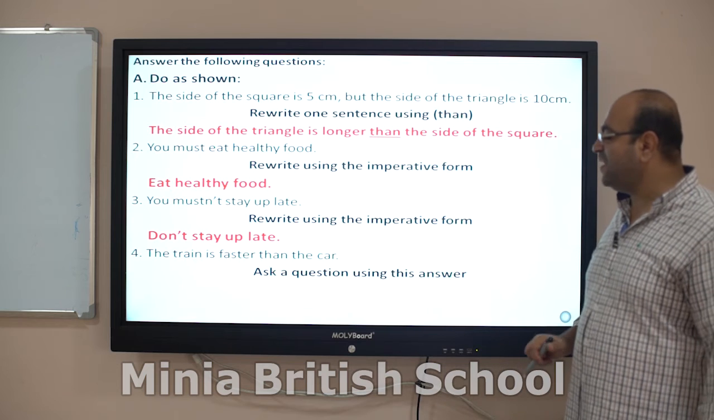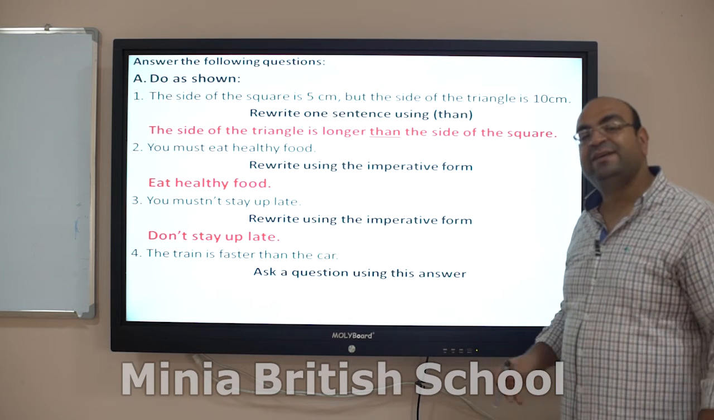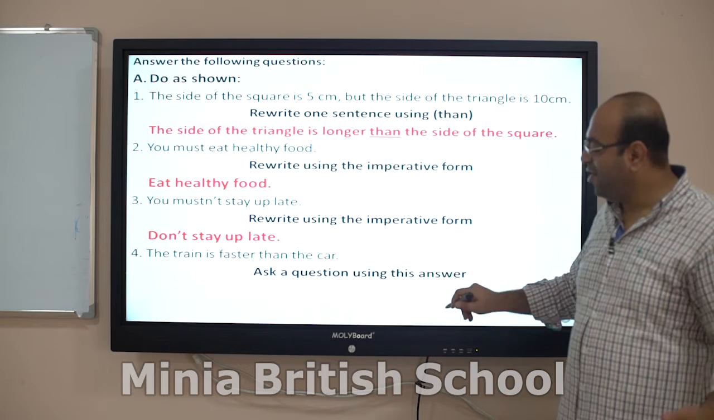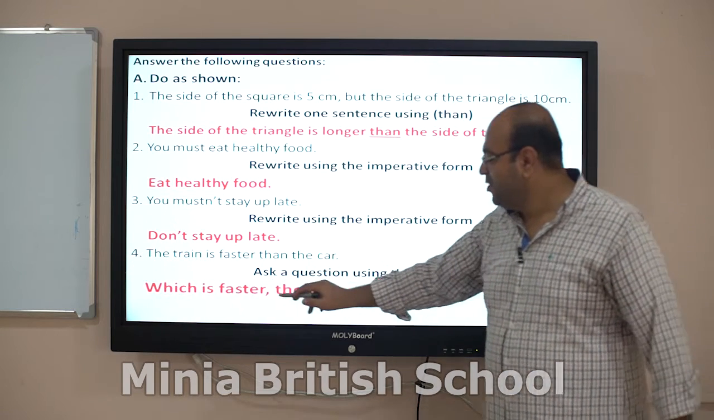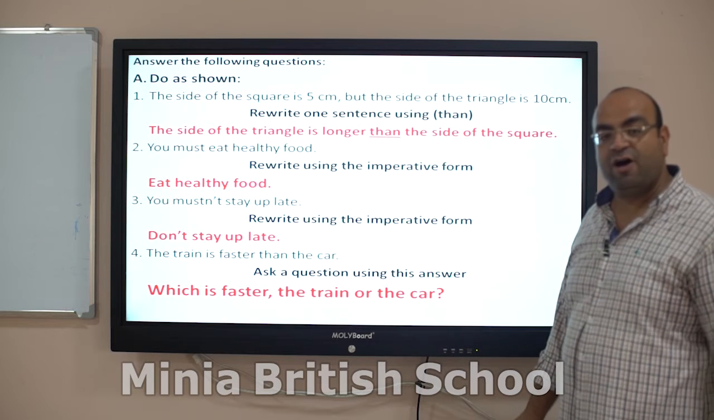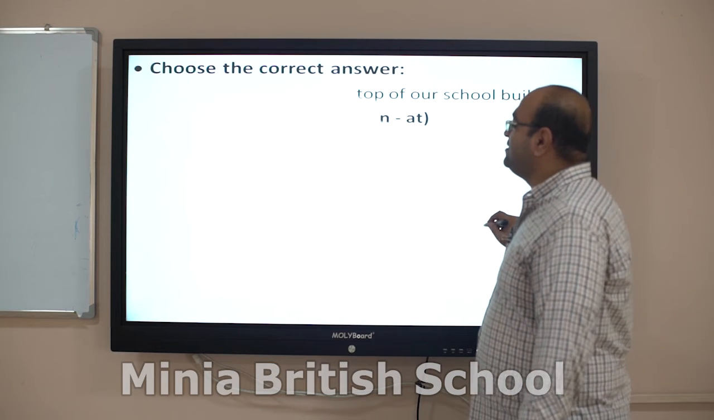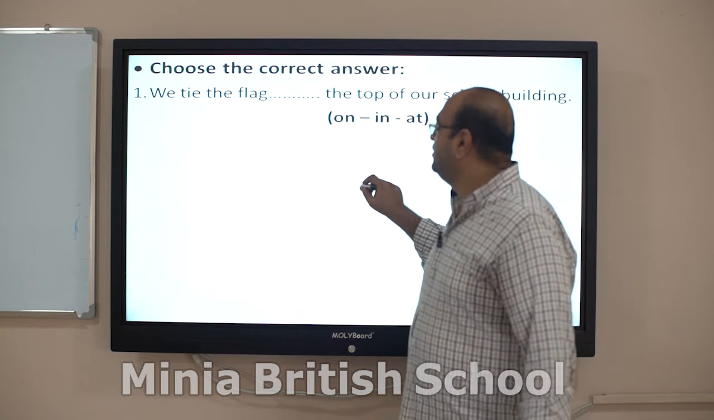The train is faster than a car. Who can make a question? Yes, we will ask for comparison. Which is faster, comma, the train or the car? Good job. Next question. This is choices.